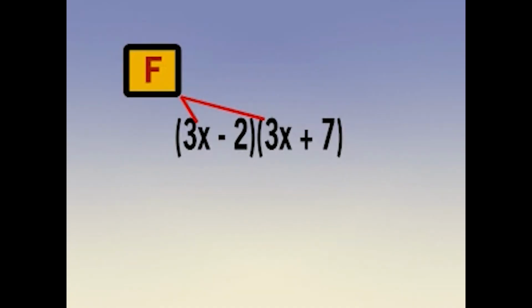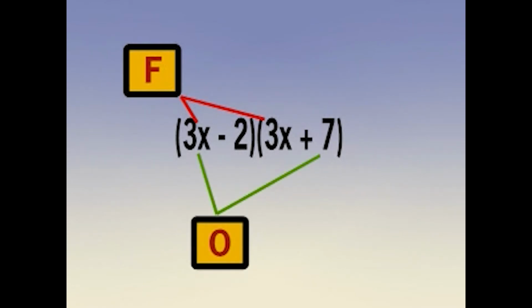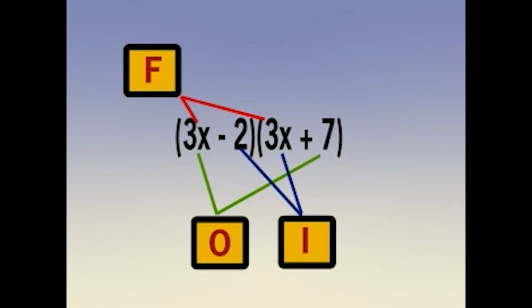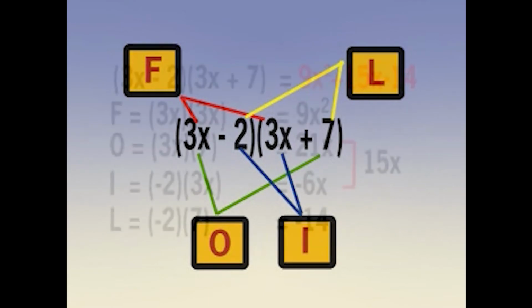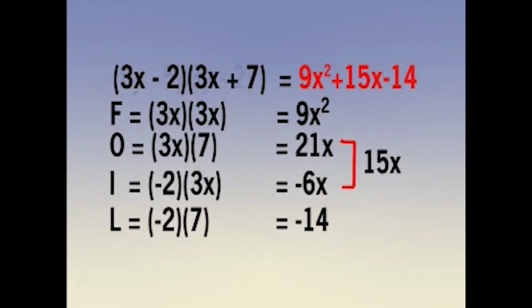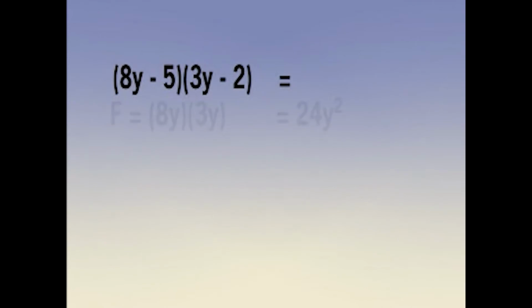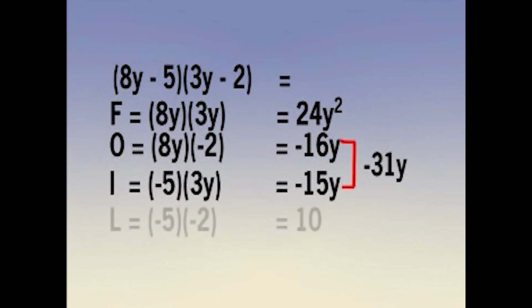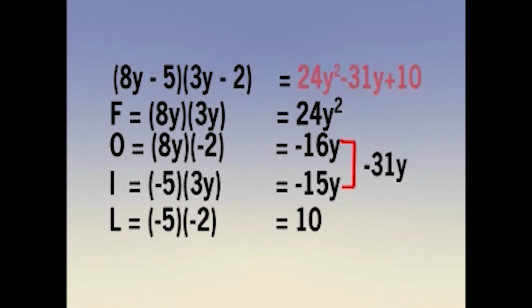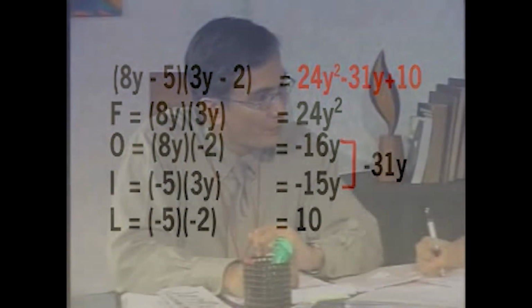F stands for the product of the first terms. O stands for the product of the outer terms. I stands for the product of the inner terms. L stands for the product of the last terms. Now see if you can get this product orally using the FOIL method.